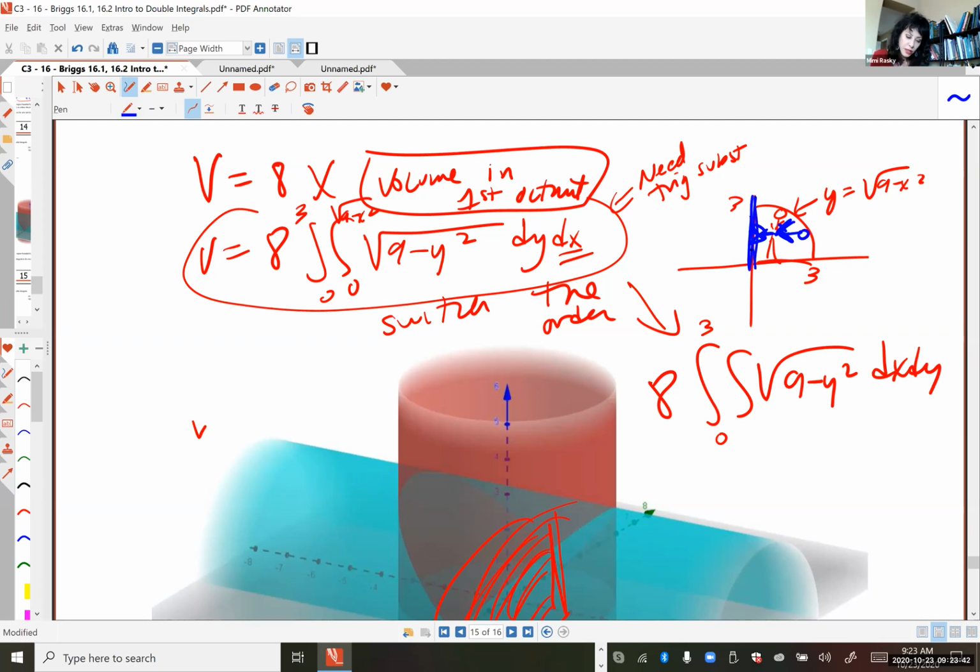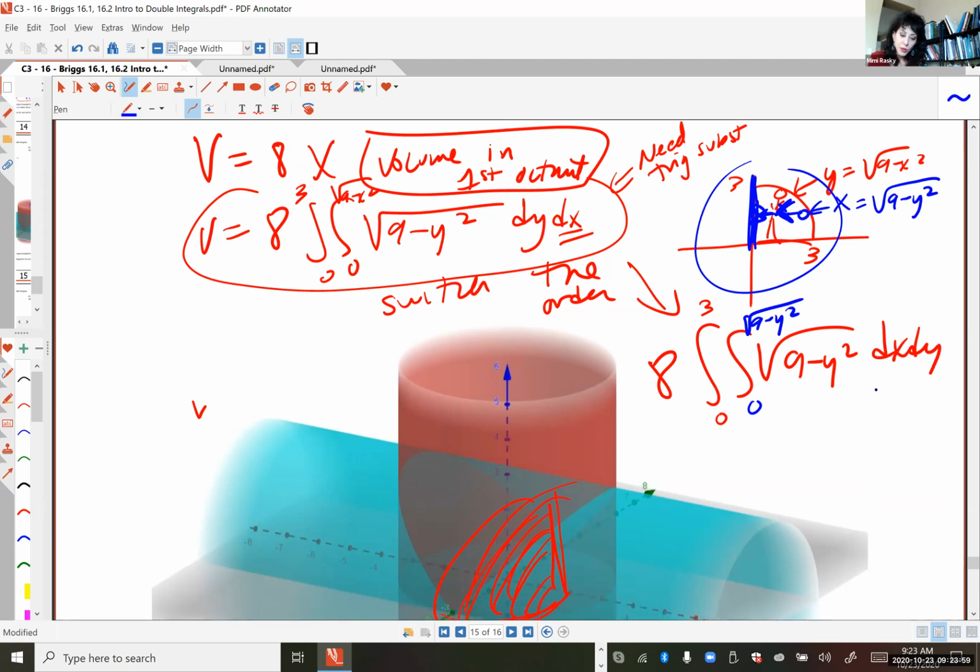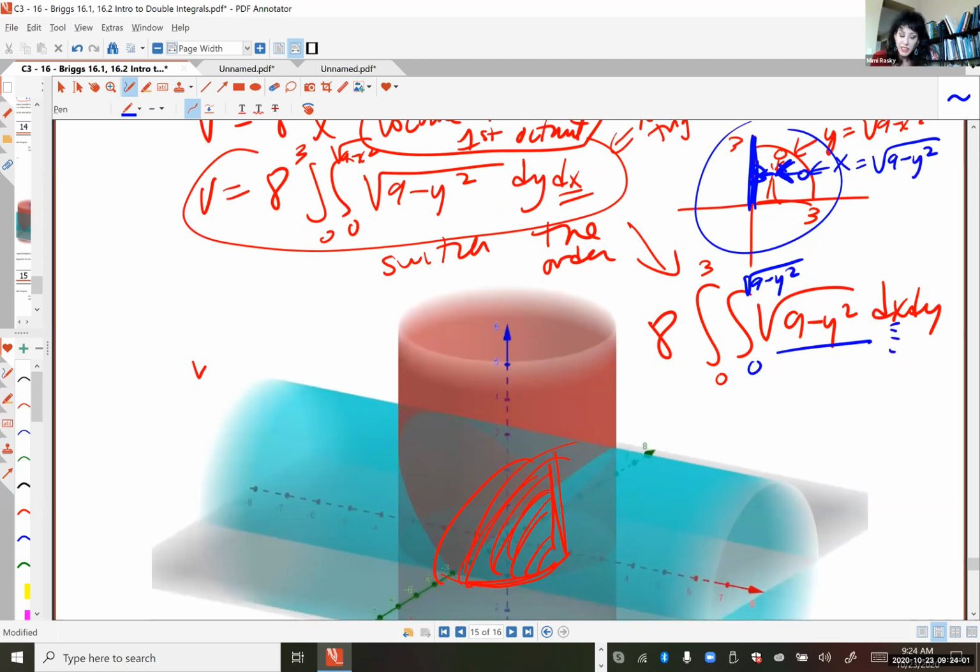So the lower limit for x is just the y-axis, which is x equals 0. And if I solve that circle equation for x, so now it's a function of y, I'll have x equals the square root of 9 minus y squared. So that's the upper limit on x. Now this is integrable, no trig sub, because we're integrating with respect to x, and the square root of 9 minus y squared just looks like a constant multiple to me.